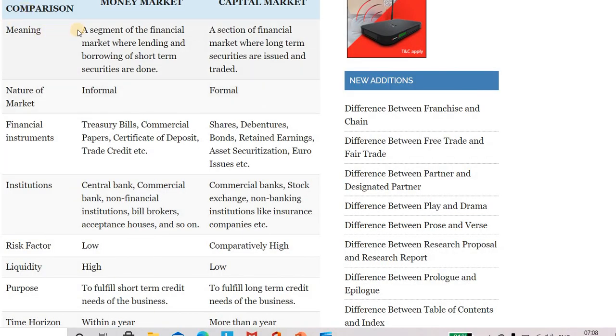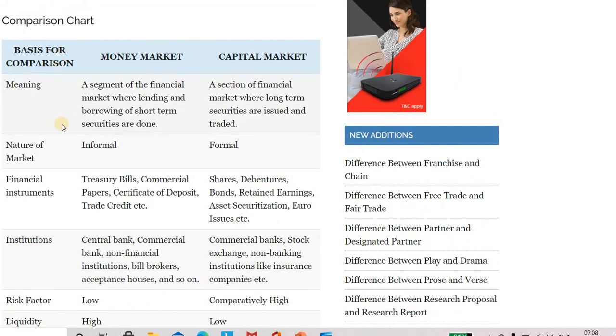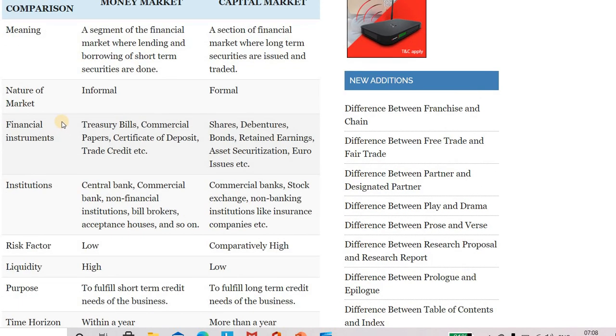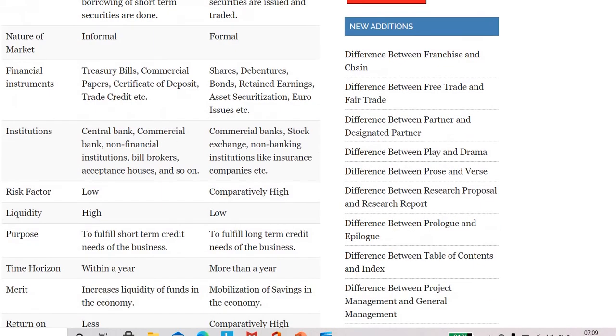Now we can study the difference between money market and capital market. What is the nature of the market? Money market is an informal market, and in the case of capital market, it is a formal market. Okay. In the case of financial instruments, treasury bills, commercial papers, certificates of deposit, trade credits are the main instruments in money market. But in the case of capital market, shares, debentures, bonds, retained earnings, assets, securitization, euro issues, these are the capital market instruments.